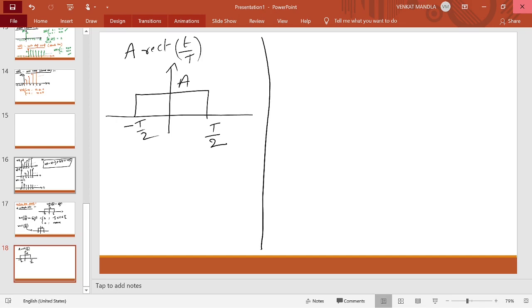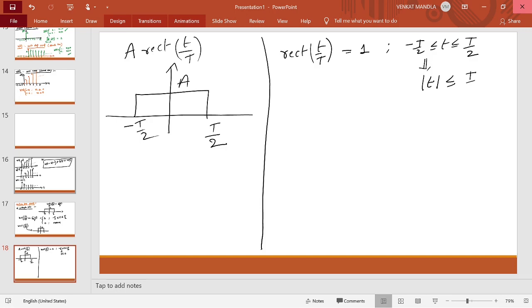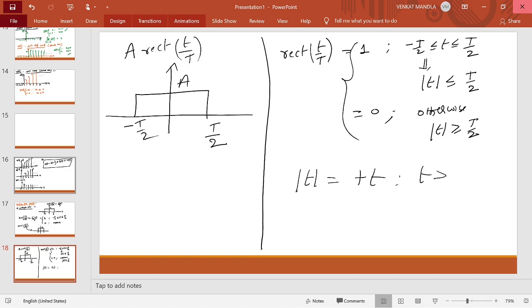Now I will discuss the limits also. Rect of t by T equals 1 for minus T by 2 less than or equal to t less than or equal to T by 2, right? These limits can also be written as magnitude of t less than or equal to T by 2, and equal to 0 otherwise. This otherwise can also be written as mod t greater than or equal to T by 2. Work it out, because mod t equals plus t for t greater than or equal to 0 and minus t for t less than 0. From this I have written these things. You work it out.